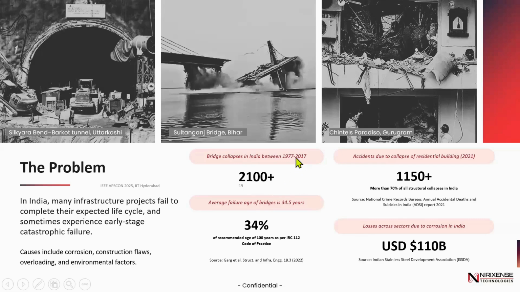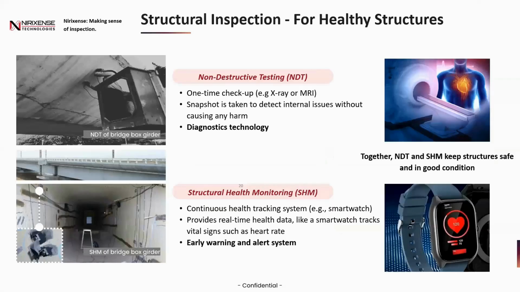More than 2,000 collapsed in this 40-year period. What is really concerning is the average failure age of bridges is just 34 years, but the recommended age is 100 years. So imagine you spend all that money to construct a bridge and then it just fails in just 34 years, right? So that is a big problem. Residential building incidents are also increasing. So overall impact on the economy is quite large because of corrosion and other problems that affect the life of infrastructure.